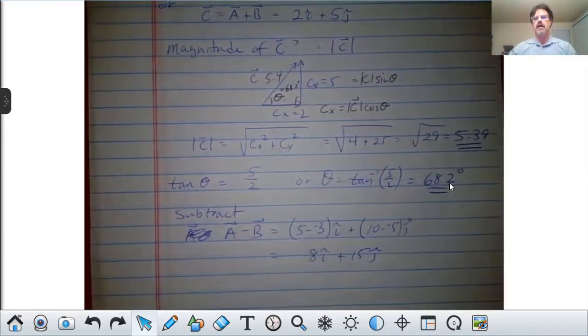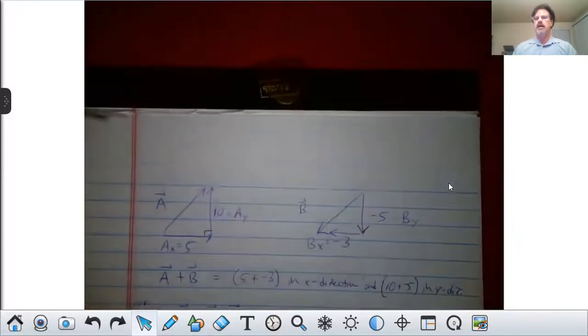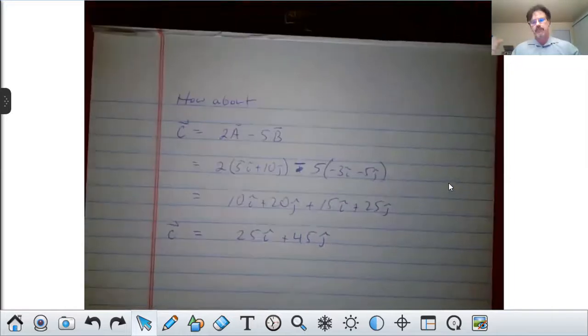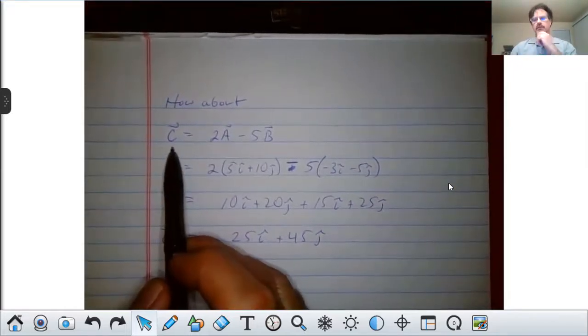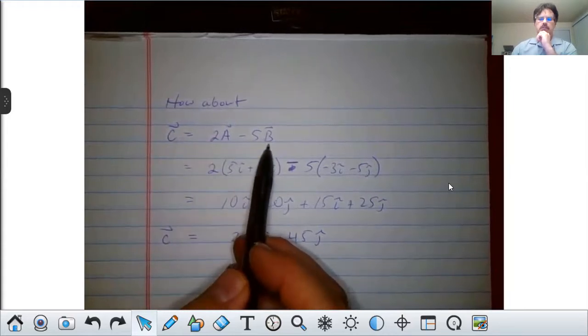But this method of adding or subtracting vectors is called the component method. Now, it can happen that you may have more complicated situations. What if I had this? I want the vector C that is 2 times A minus 5 times B.